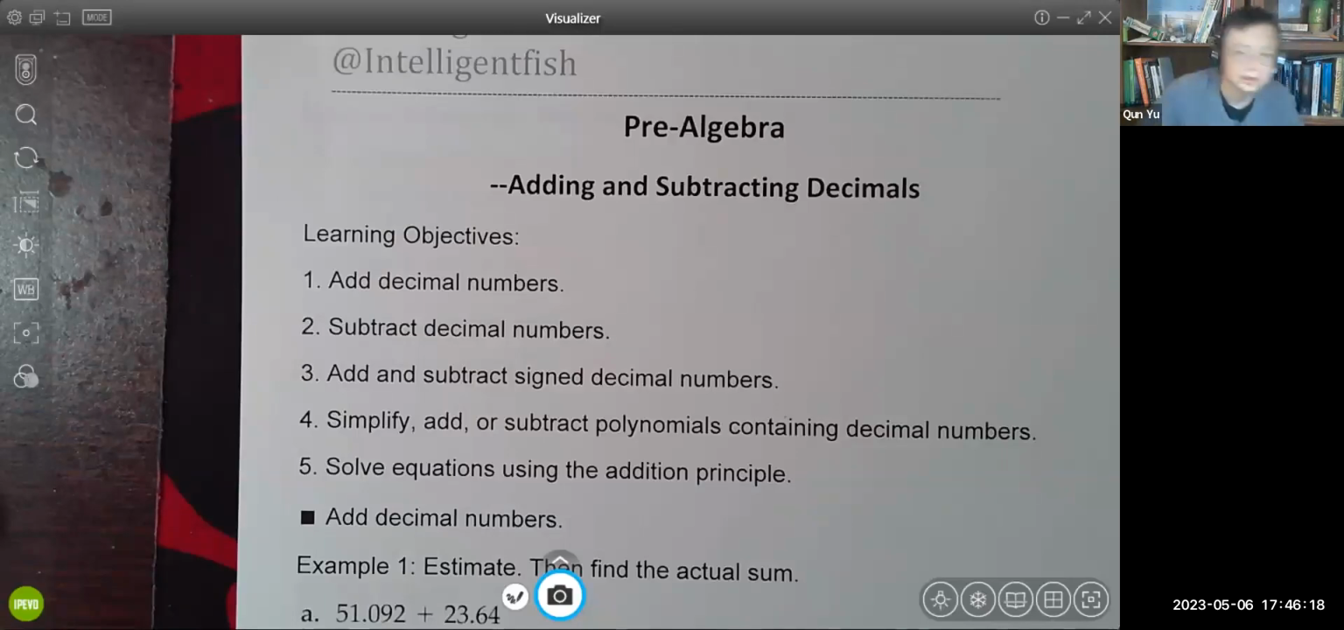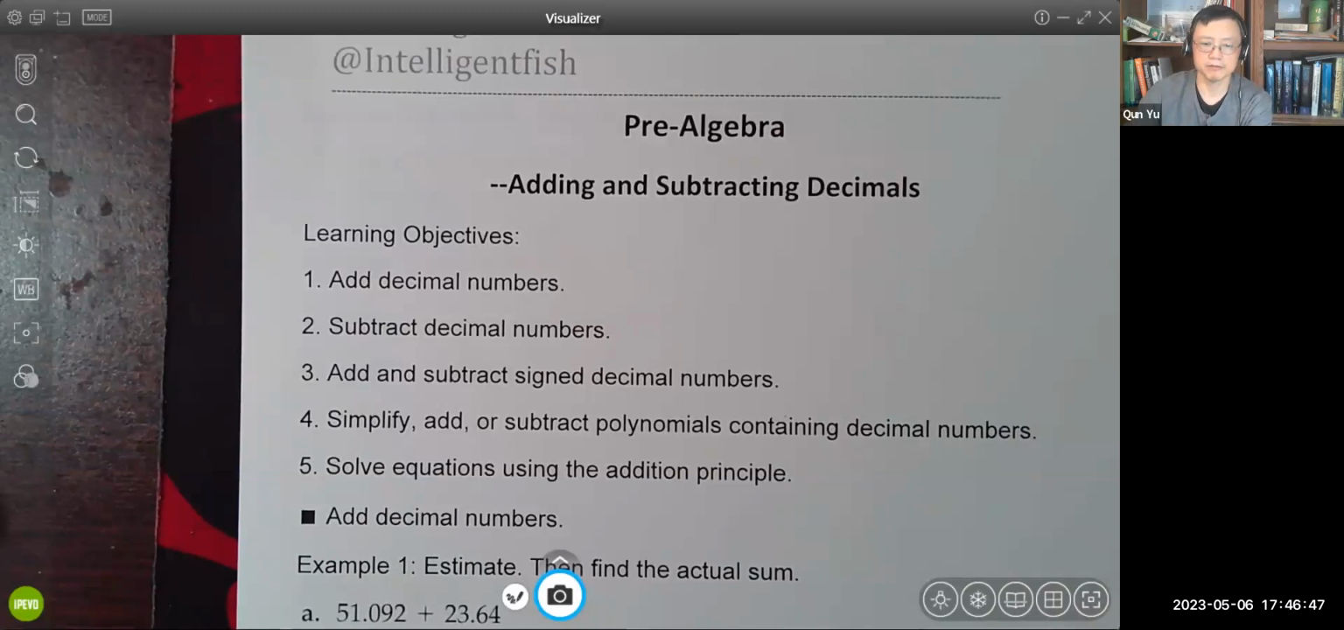Hi everyone. In this video, we are going to look at how to do some basic operations using decimals. So we're going to look at how to add and how to subtract decimal numbers. Also, we are going to look at other operations like simplifying a polynomial and solving equations. They are all involving addition and subtraction of decimal numbers.